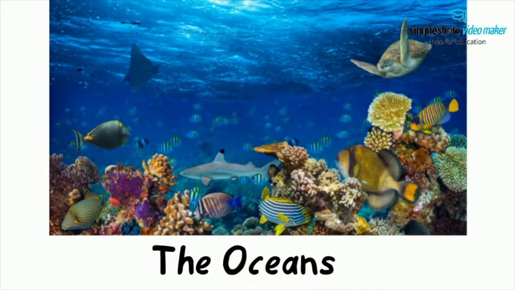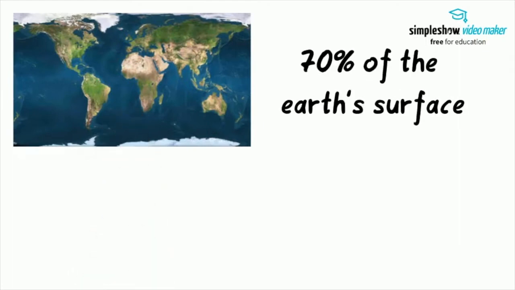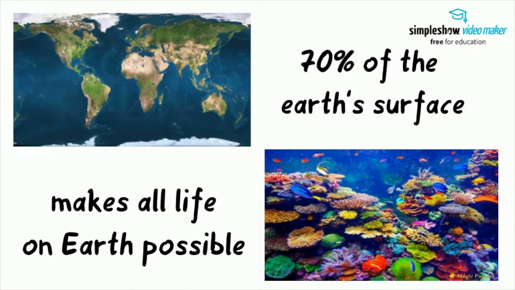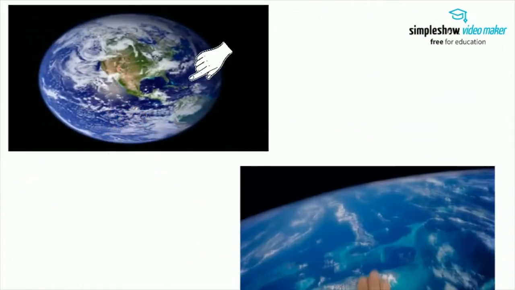The oceans. The ocean covers 70% of the Earth's surface. The ocean makes all life on Earth possible. The ocean makes the planet appear blue when viewed from space.